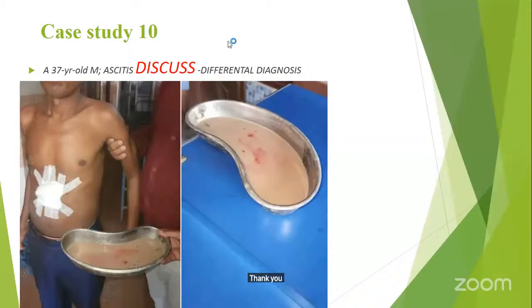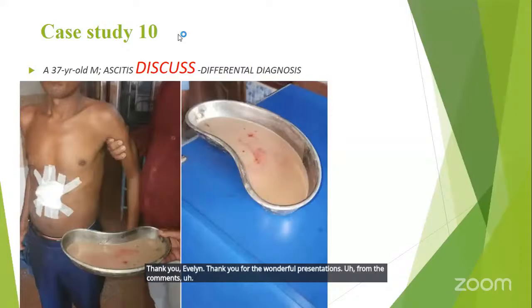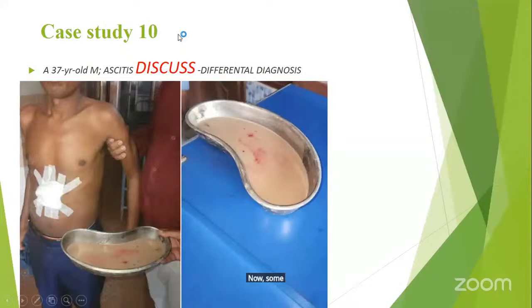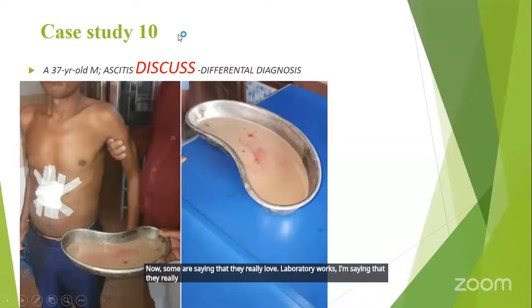Thank you, Evelyn. Thank you for the wonderful presentation. From the comments, it's outright that you've done a really good job and you've changed the minds of many. Now, some are saying that they really love laboratory work. Some are saying that they really love cytology. Thank you for the good presentation.